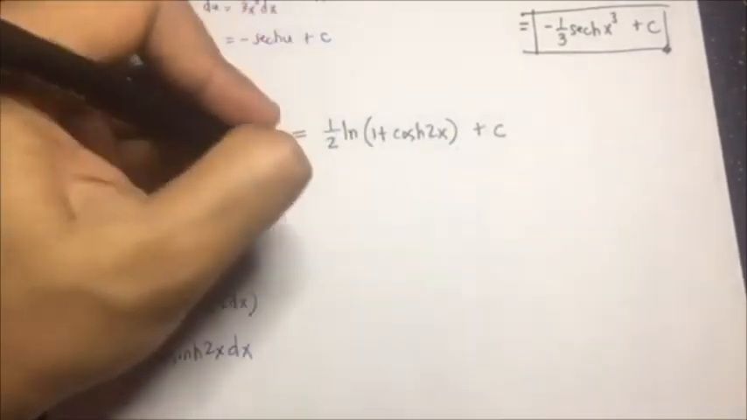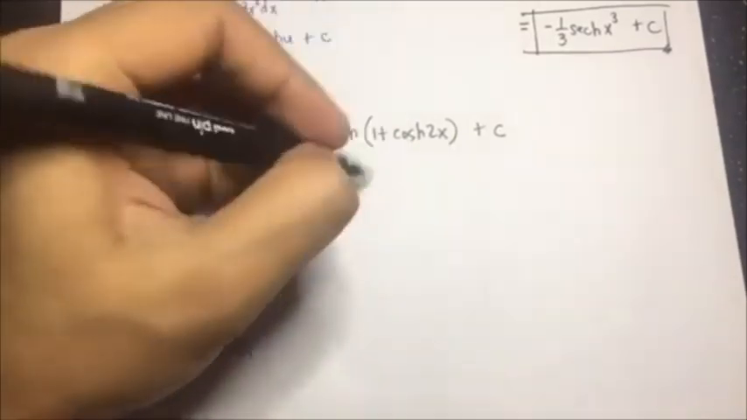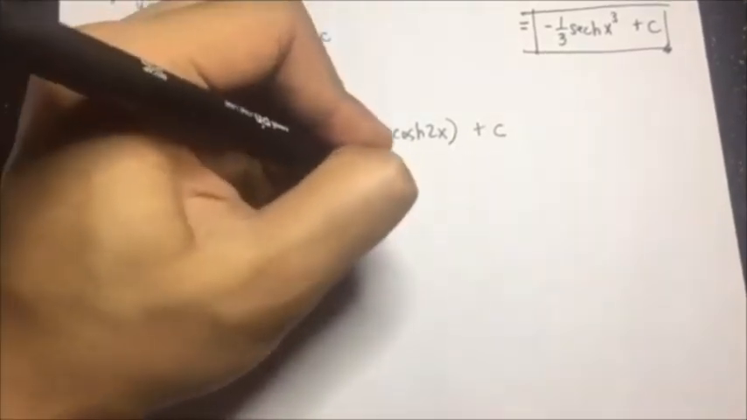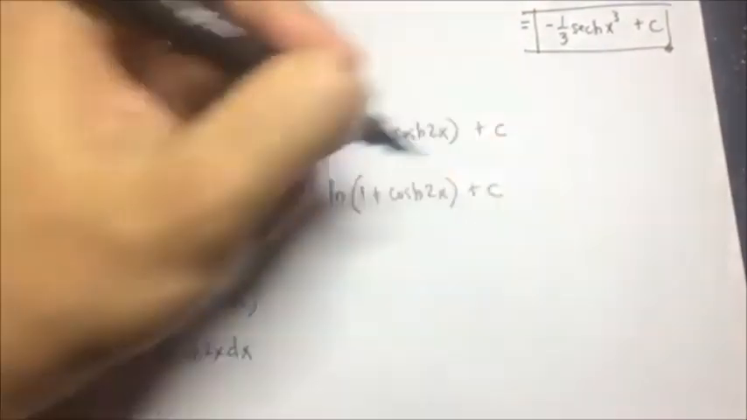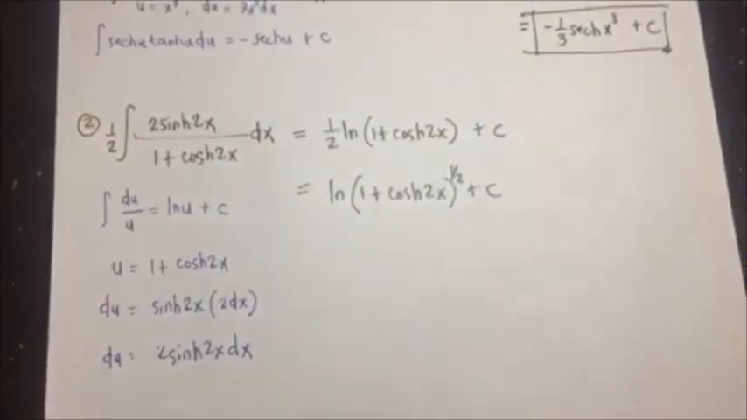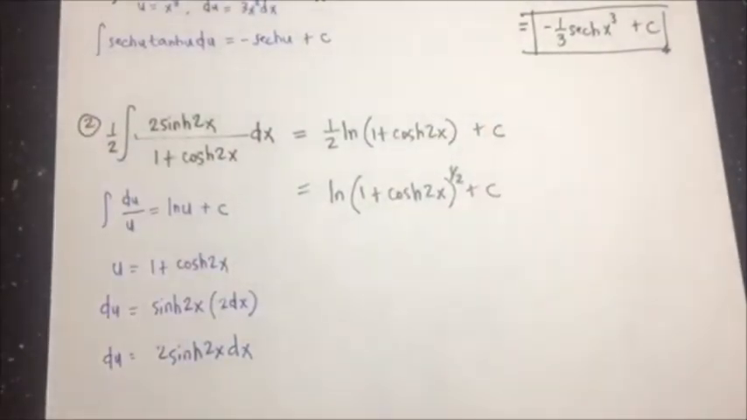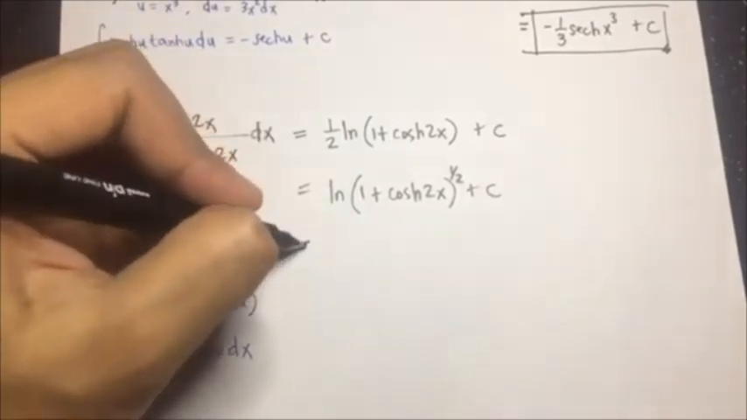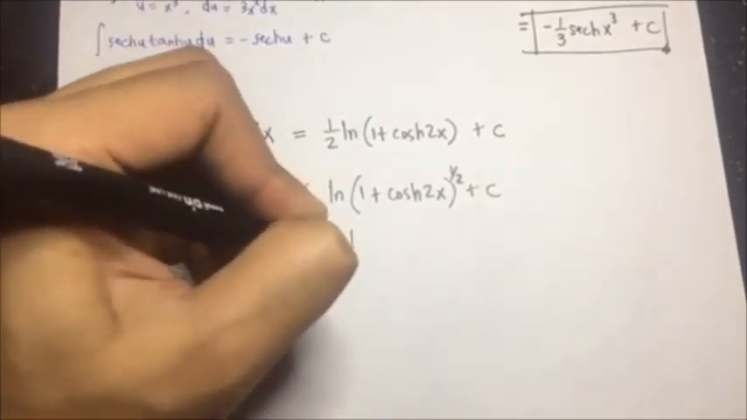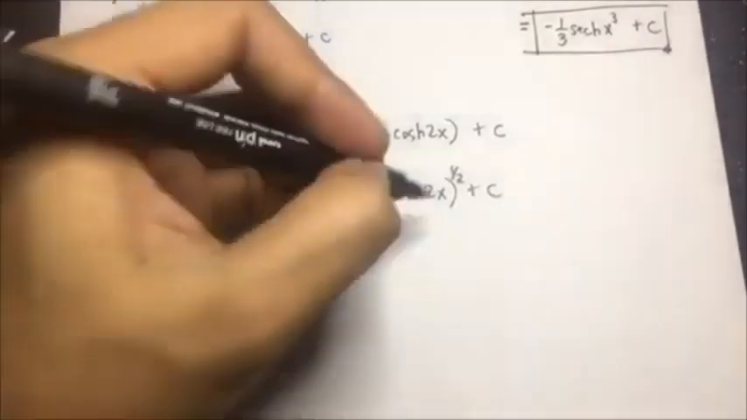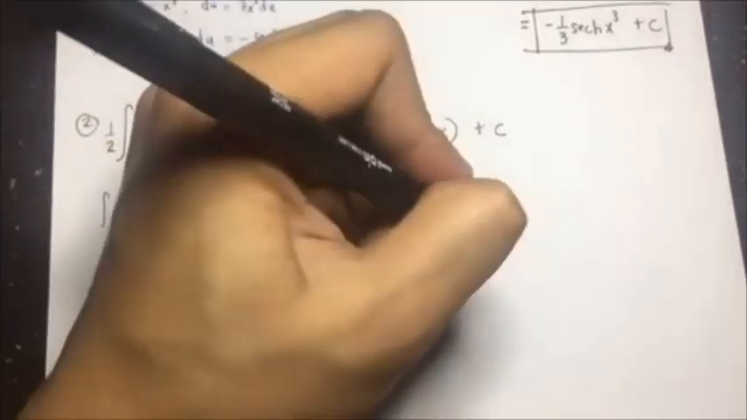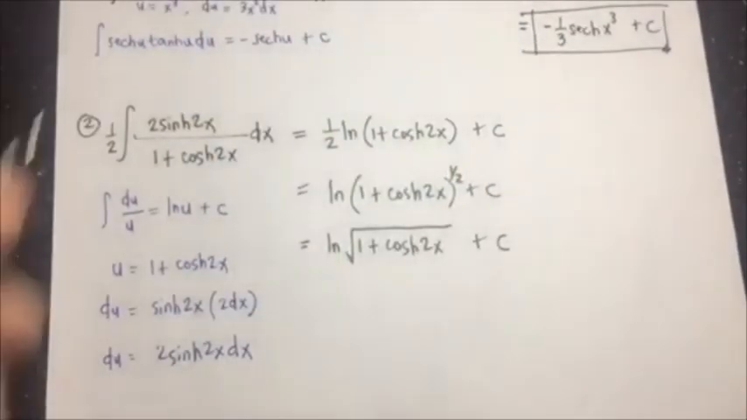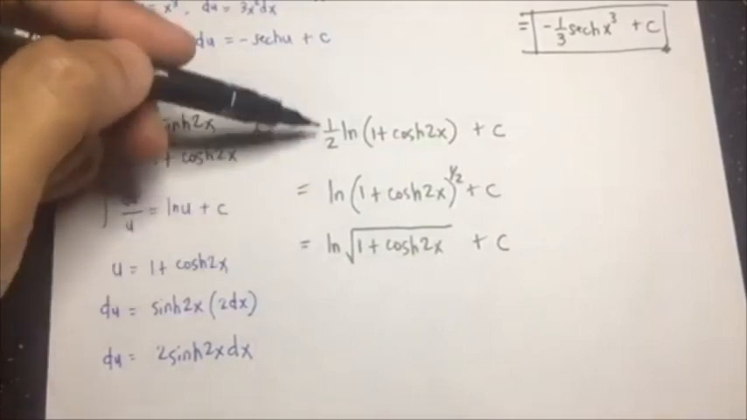You can also write the coefficient as the exponent. So it will become ln of 1 plus hyperbolic cosine of 2x, raised to 1/2, plus c. Or you can write it as a radical, so ln of the square root of 1 plus hyperbolic cosine of 2x. Okay, so any of these three can be your answer.